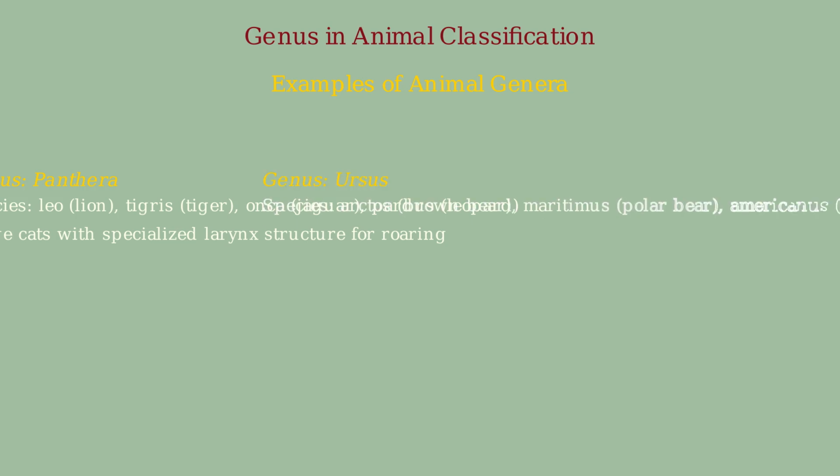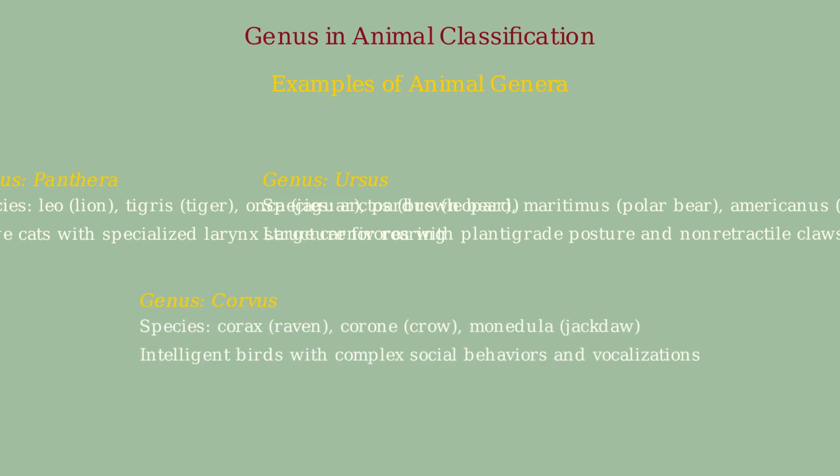The genus Ursus encompasses bears like the brown bear, polar bear, and American black bear. They share plantigrade posture and non-retractile claws, among other features. The genus Corvus includes intelligent birds like ravens, crows, and jackdaws characterized by complex social behaviors and vocalizations. Taxonomists use three primary types of evidence when defining animal genera.